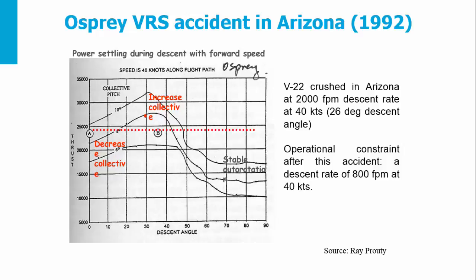Assume that the pilot is starting to descend from level flight at point A. At first, he has to reduce the collective. At point B, when we achieved, let's say, 30 degrees of descent angle, the trend reversed, and to keep the thrust constant, we must increase the collective.